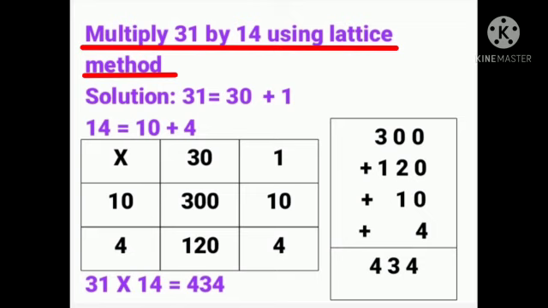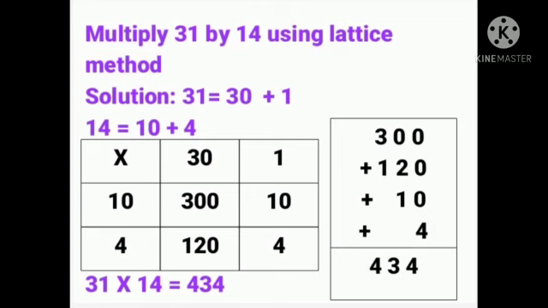Multiply 31 by 14 using lattice method. So, let us start with our sum. First, we are going to expand it. As you can see, both the numbers are two-digit numbers, so we are going to expand both the numbers. 31 is 30 plus 1 and 14 is 10 plus 4. Draw the columns, arrange the numbers and start multiplication.